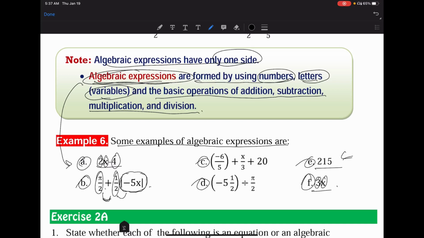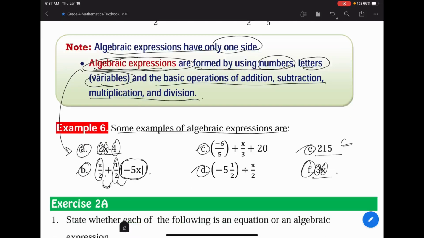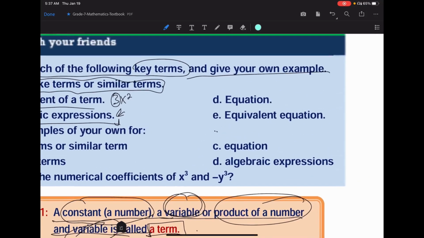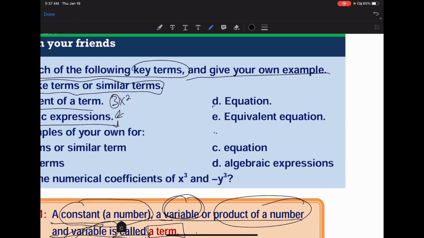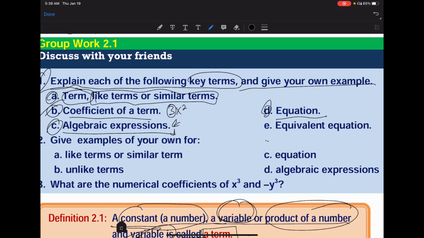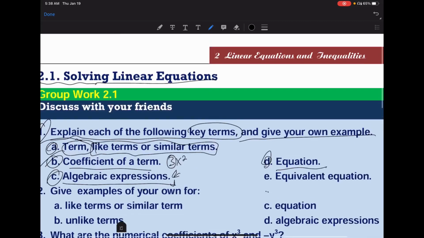It is an algebraic expression, and it's also a term. Okay, so that is an algebraic expression. Now D, it is an equation. What is an equation? Well, an equation is two algebraic expressions when they're connected by an equal sign, we basically have an equation.